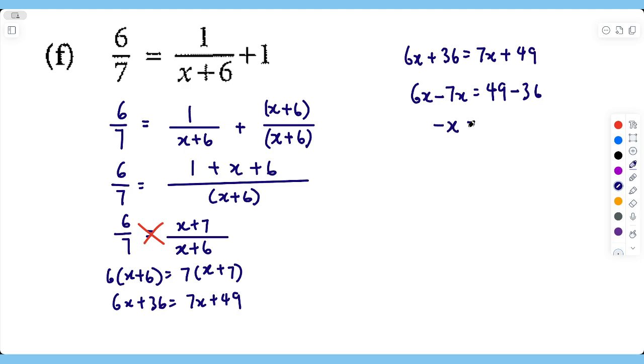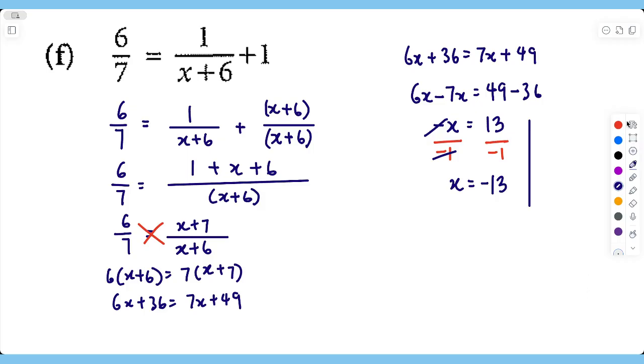So negative x will be 13. And to remove away this negative from the x, you can think of it like dividing by negative 1 on both sides. Although you do not need to write out this step. And that will be negative divided by negative will be positive. So x is equals to 13 divided by negative 1 will be negative 13.